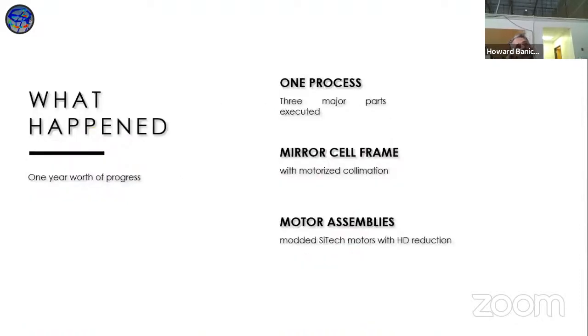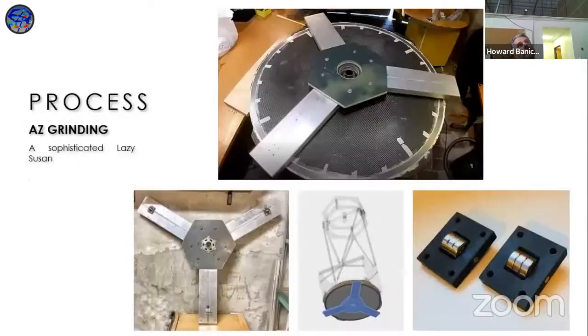So what happened in this year? We carried out and proved one of the main processes that we developed. I'm going to talk about that later on. And the concept that we executed, three major parts: the trunnion and the azimuth table. We finalized the mirror cell and the motor assemblies with the C-Tech motor. So let's dive into that a little bit more in detail.